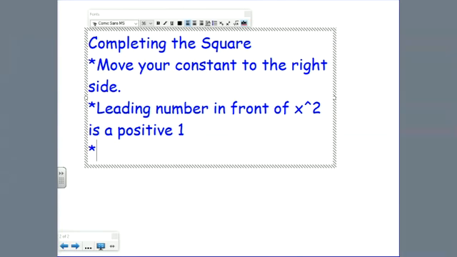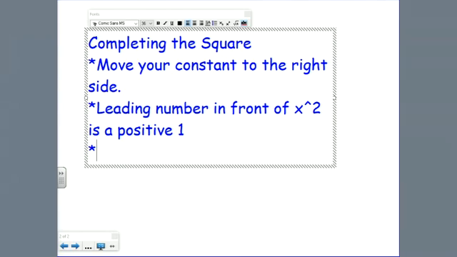So those are the two main things so far that you need to do. Move your constant to the right side if it's not already there by itself. And your leading number in front of your x squared must be a positive 1. If it's not a positive 1, then I'll show you guys in another example later how to deal with something where the leading number is not a positive 1.